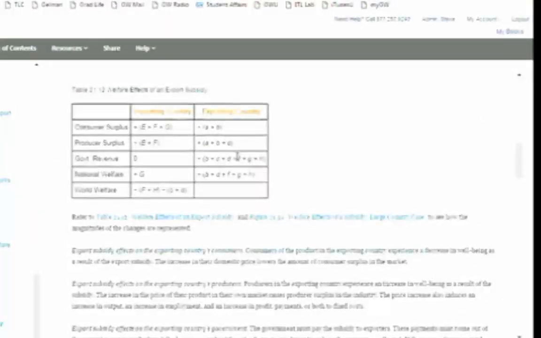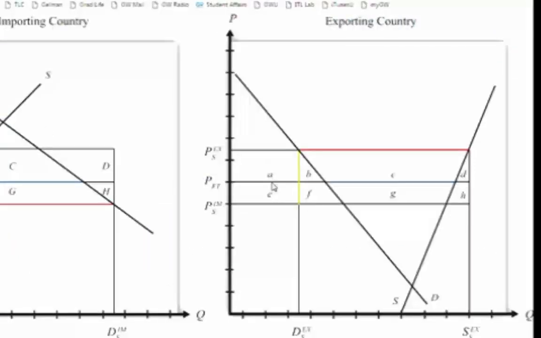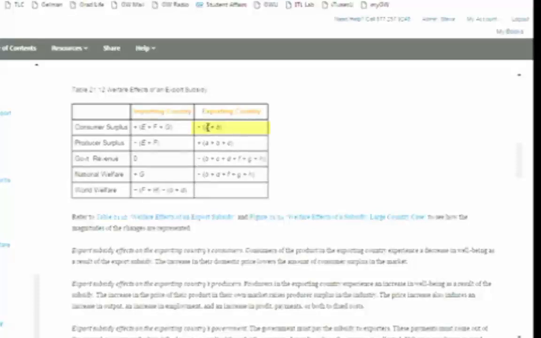We're starting with the exporting country. Change in consumer surplus, welfare effects of the export subsidy. So the original price is here at PFT. The demand curve is given here. The price in the US rises up to PUSS. And the change in consumer surplus is going to be given by the loss of area A and B. So consumer surplus goes down, and we can measure it in dollar terms by measuring the change in surplus. So we mark it off here as a negative A plus B in parentheses.